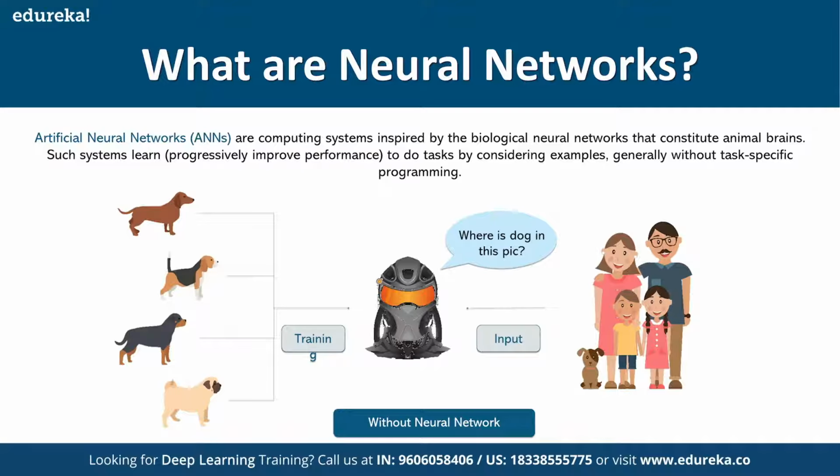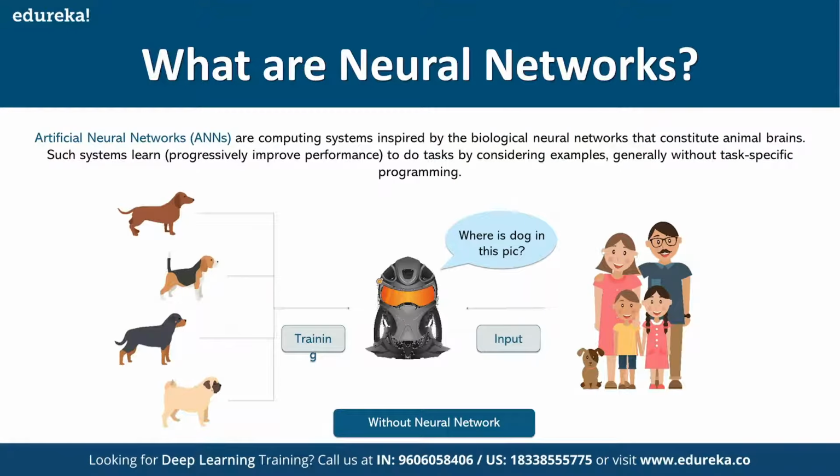When I speak about an artificial neural network, you could predict the amount of rainfall which is going to happen. You could predict whether a particular person is going to be diabetic or not. So these are some of the things which you could do using a neural network. That is what you could see in this particular slide. Artificial neural networks are computing systems inspired by biological neural networks that constitute human brains. Such systems progressively improve performance. So when I say progressively improve performance, there is a particular thing which you need to know.